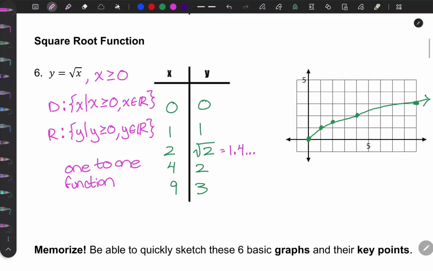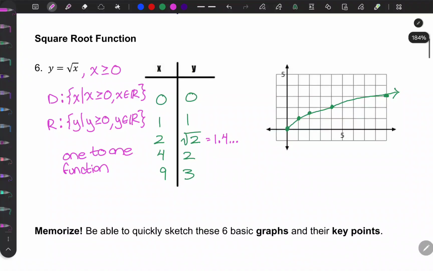All right, that is our 6 graphs. What you want to be able to take away from this is you want to remember what all 6 of these basic graphs look like, and you need to be able to quickly sketch them using their key points and use that to identify things like domain, range, and decide if it's a function, and if so, if it's a one-to-one function. That's all for now.